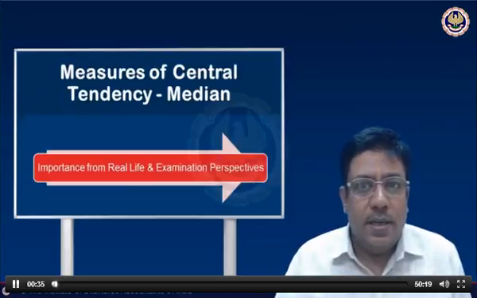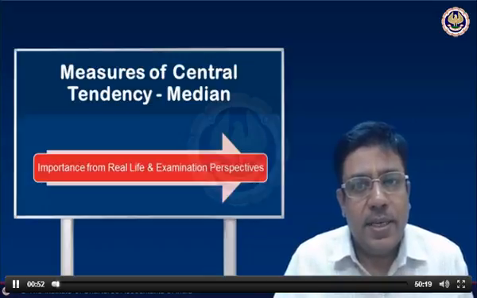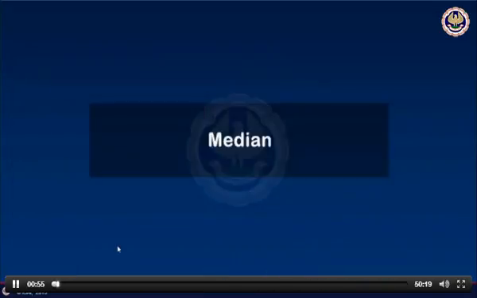In this section, we are going to discuss the importance, from real life and examination perspectives, of the topic measures of central tendency, median. Generally, for this topic, 3 to 4 marks on average of the CPT examination will be coming. Students, friends, now we are going to discuss the measures of central tendency. In this, the median is the category.